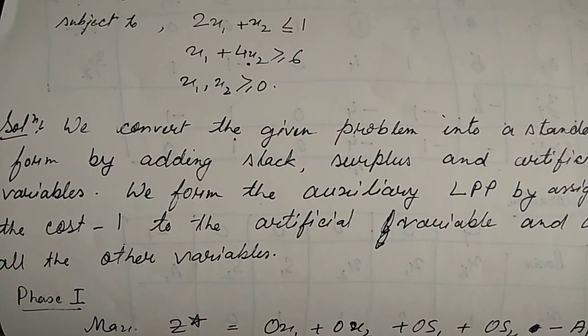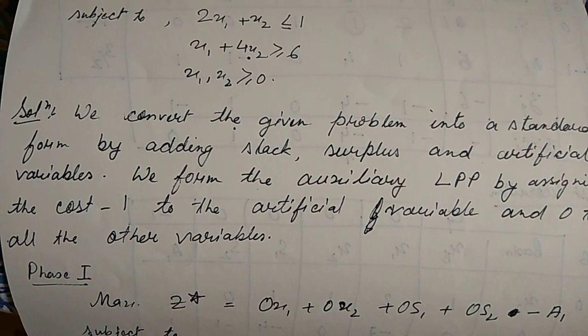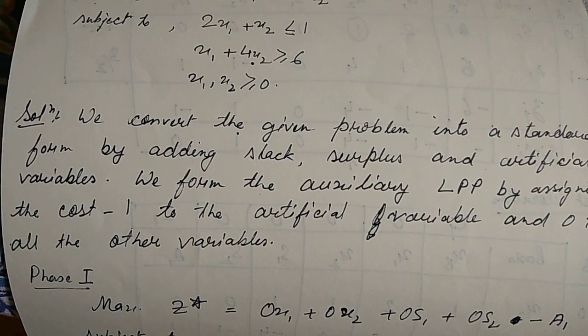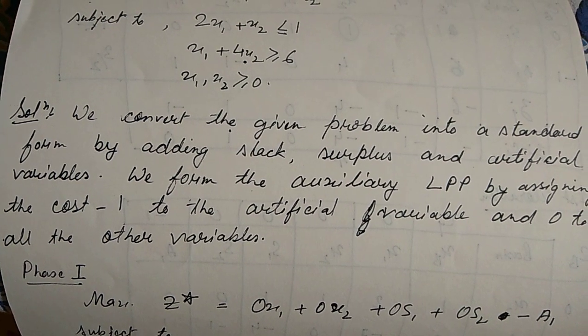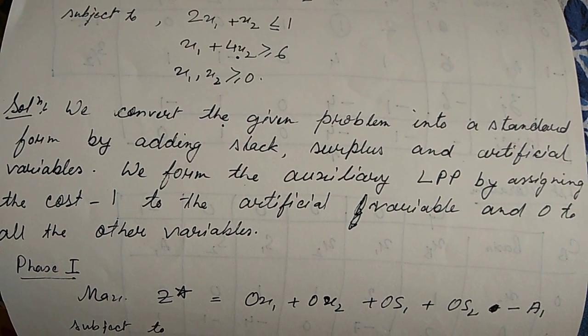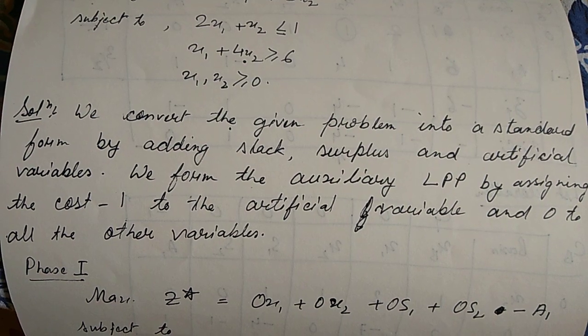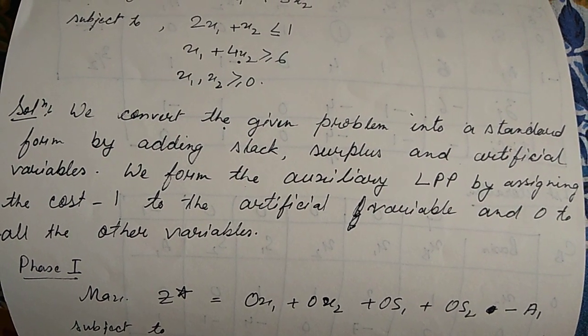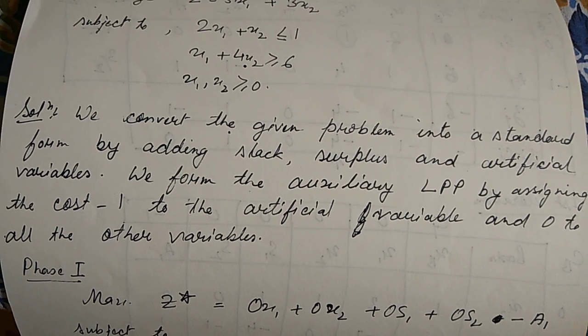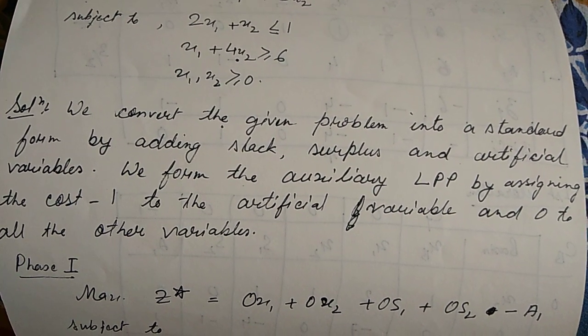Now we need to first convert the problem into a general one. So we convert the given problem into standard form by adding slack, surplus and artificial variables. We form the auxiliary LPP by assigning the cost -1 to the artificial variable and 0 to all the other variables. The second line is the most important one in the two-phase simplex method.